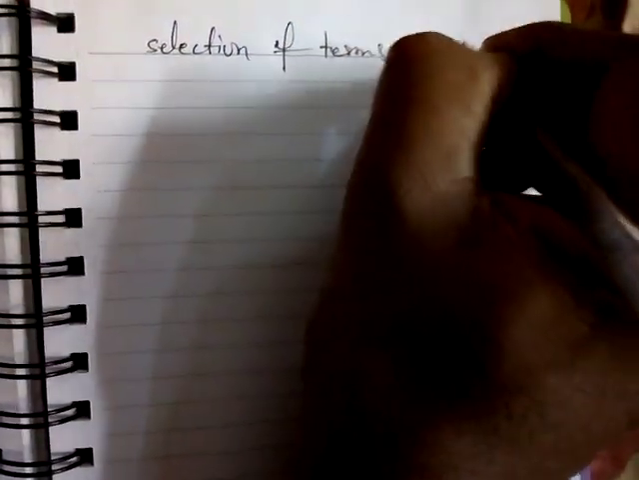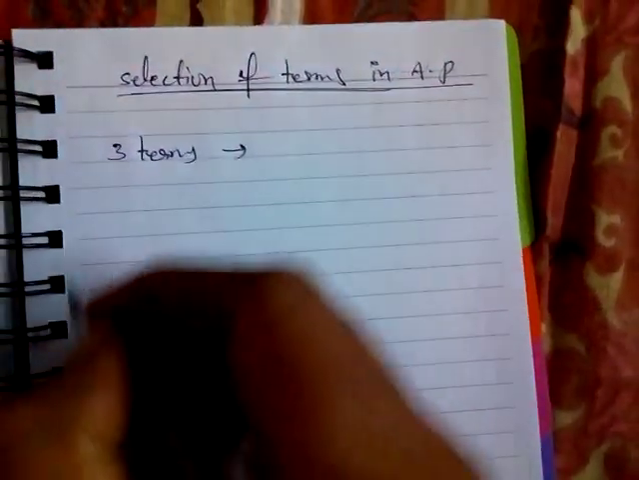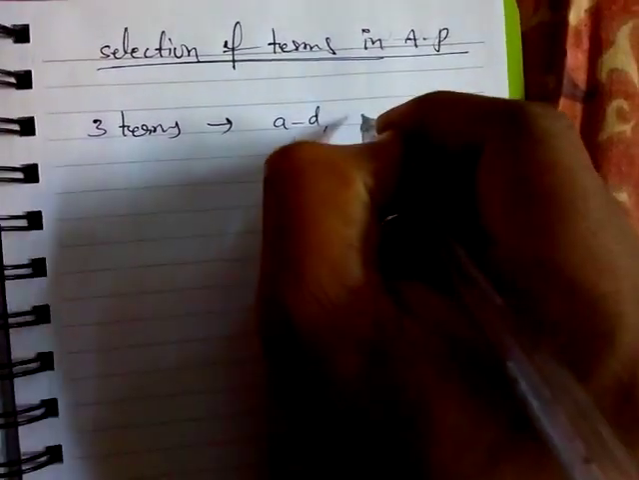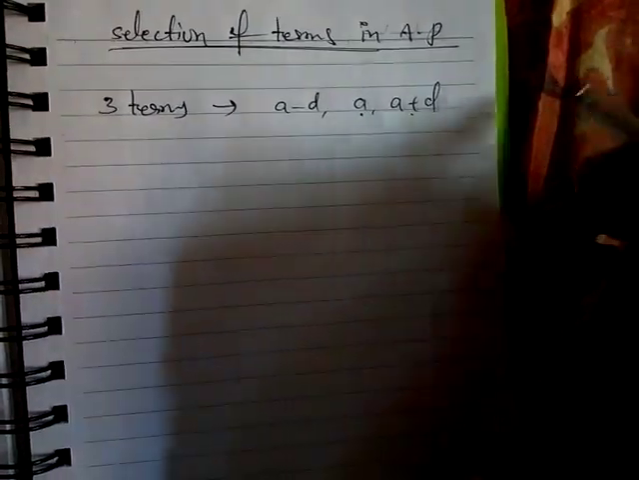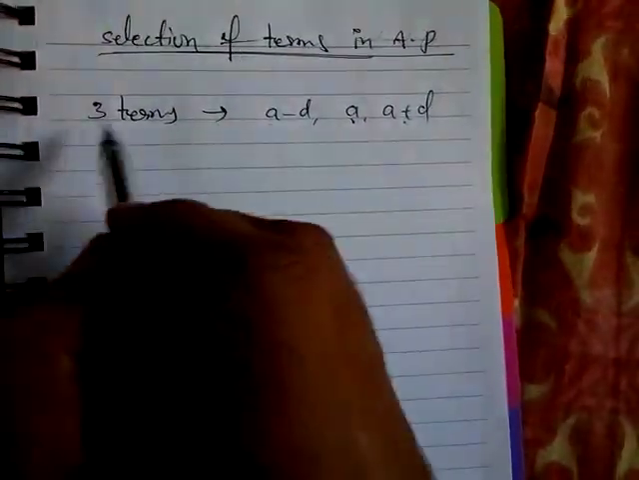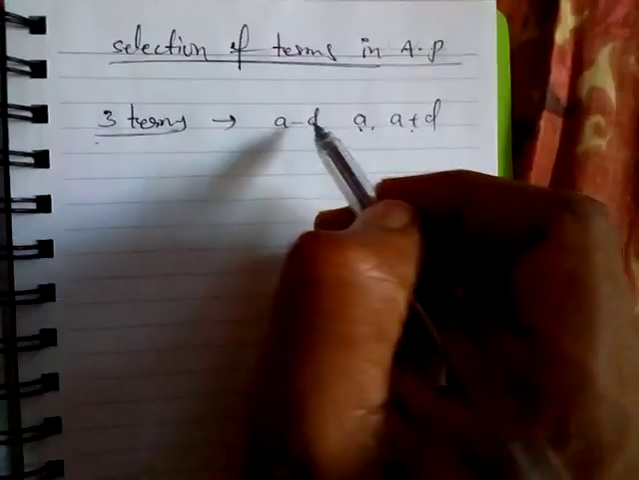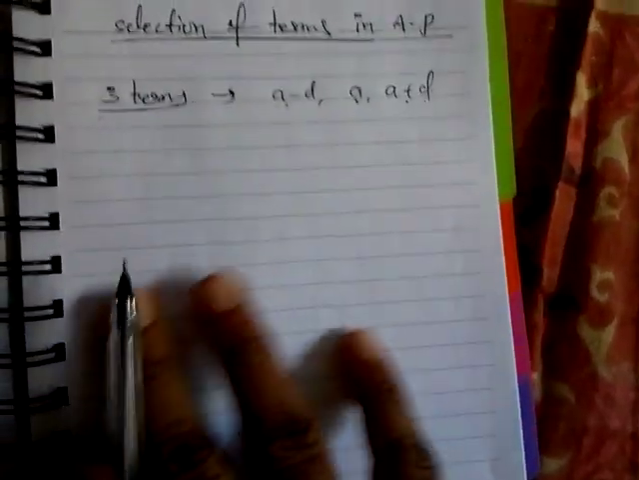Next one: selection of terms in AP. In AP, if 3 terms are given, the relation among the 3 terms is there. So 3 terms are taken as A minus D, A, A plus D. Generally we take A, A plus D, A plus 2D, A plus 3D, like that. So the previous term of A is A minus D. So in a problem where 3 terms are there, take them as A minus D, A, A plus D. If you take the terms like this, then you get the solution easily.